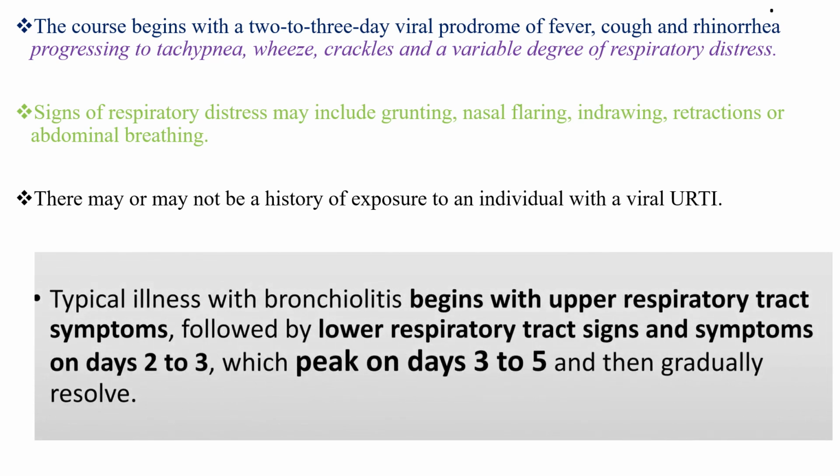Overall, the typical illness of bronchiolitis begins with upper respiratory tract symptoms, followed by lower respiratory tract signs and symptoms on day 2 to 3, which peak on day 3 to 5 and then gradually resolve. So the peak time of severity is on day 3 to 5 after signs and symptoms of lower respiratory tract signs appear.